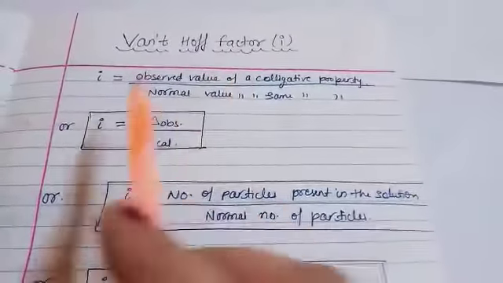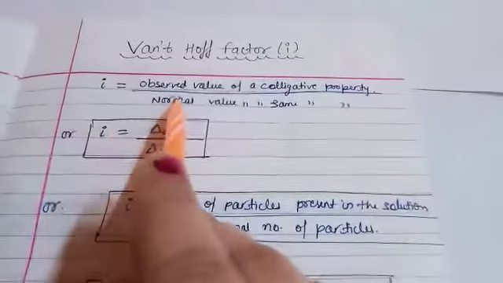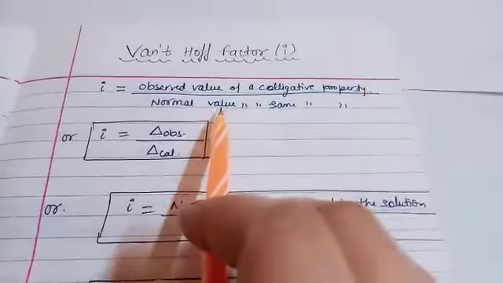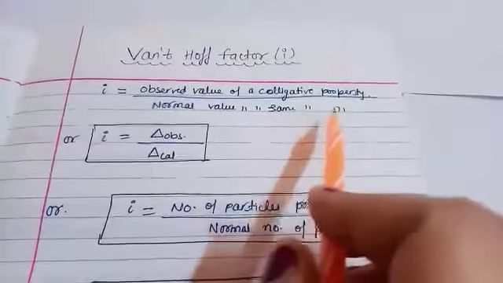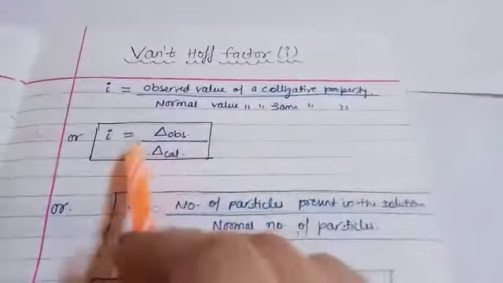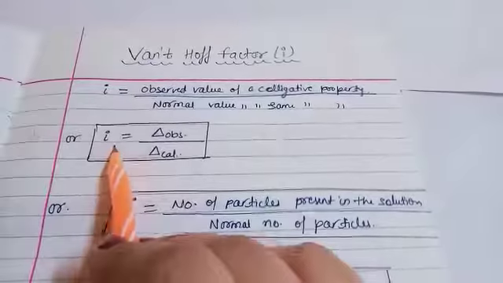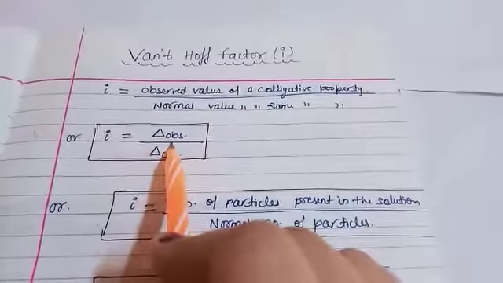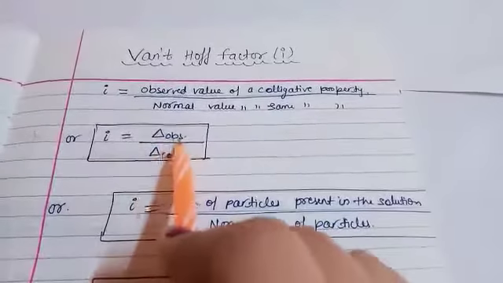So the formula is: i is equal to the observed value of a colligative property upon the normal value of the same colligative property. In short, you can write it like this also, because colligative property is represented by delta: delta observed, and this one is delta calculated.